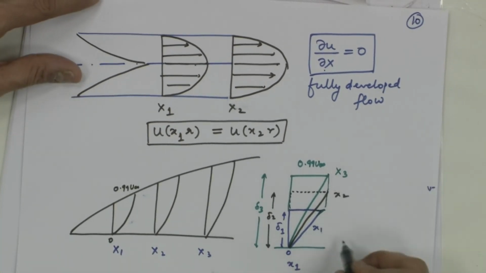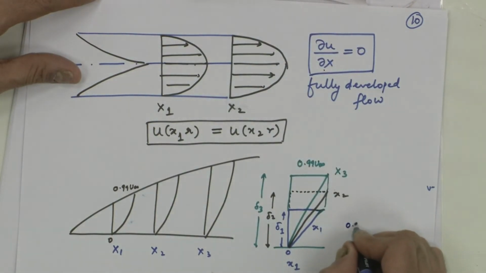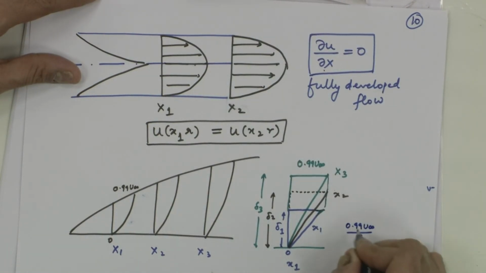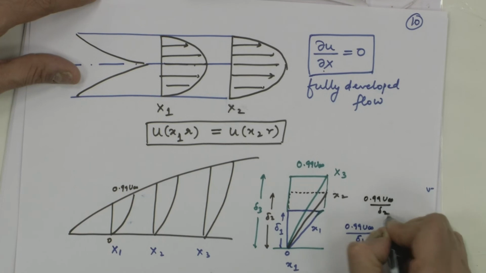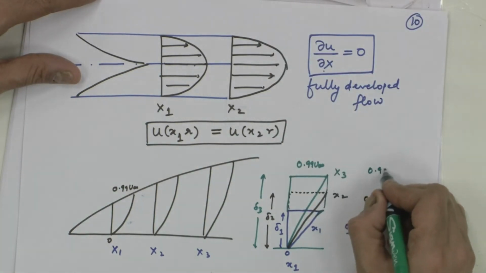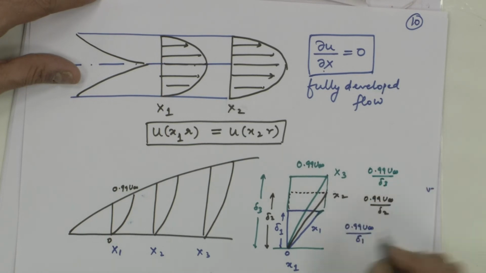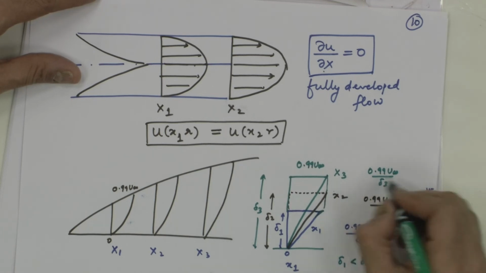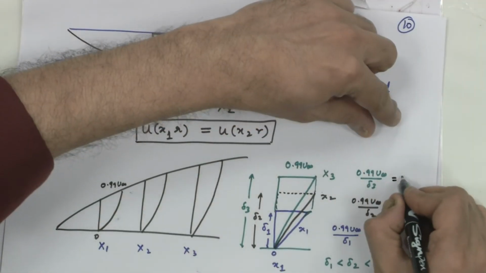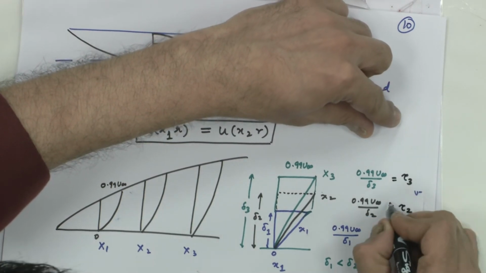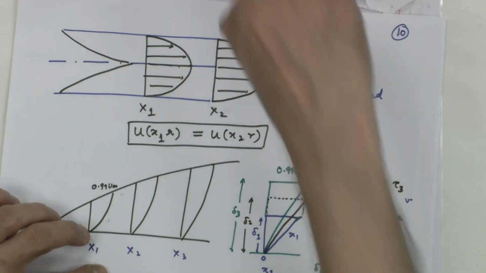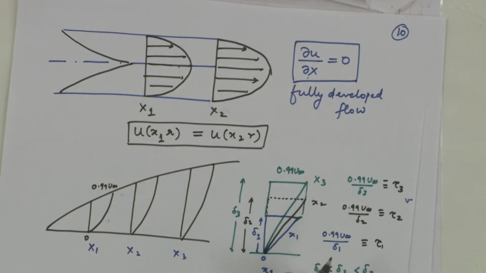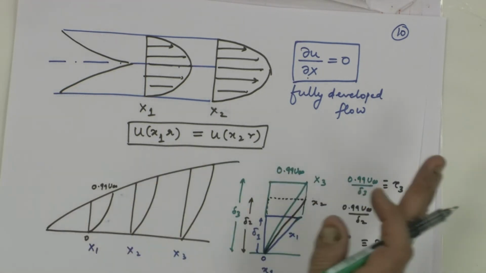So, what is the gradient? For the blue one, the gradient would be 0.99 u infinity by delta 1. For the black one, it will be 0.99 u infinity by delta 2, and for the green one, it will be 0.99 u infinity by delta 3. Delta 1 is less than delta 2, which is less than delta 3. Therefore, this one is like your tau 3, this one is like your tau 2, equivalent. Of course, you have to multiply by mu, etc. It is equivalent. What I am saying is the numerator is the same, the denominator is increasing as I move along the flow direction.